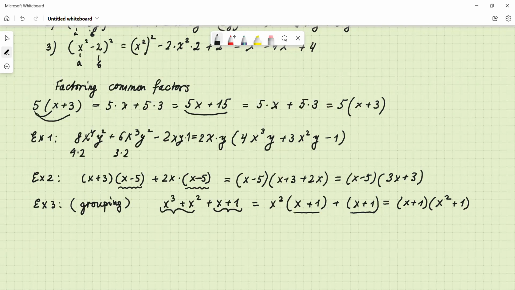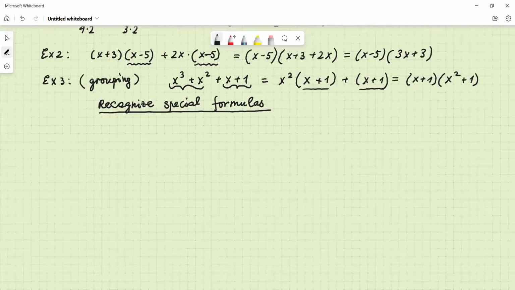Okay. What other ways can we use to factor expressions? Well, we can recognize our special formulas, which I was giving before and was asking you to memorize. There were 3 special formulas and we can recognize all of them. So recognize special formulas. That's going to be the way to factor. Let me scroll up. What do I mean?